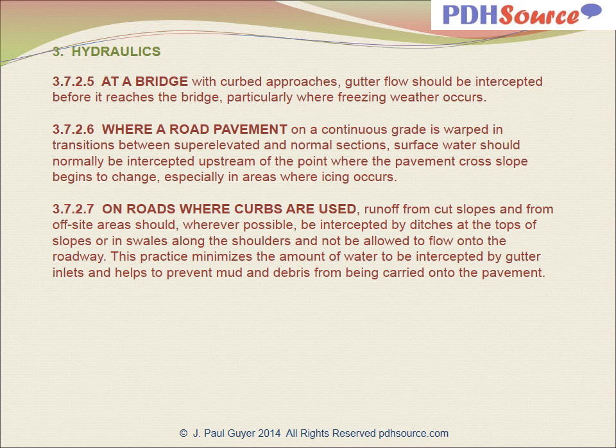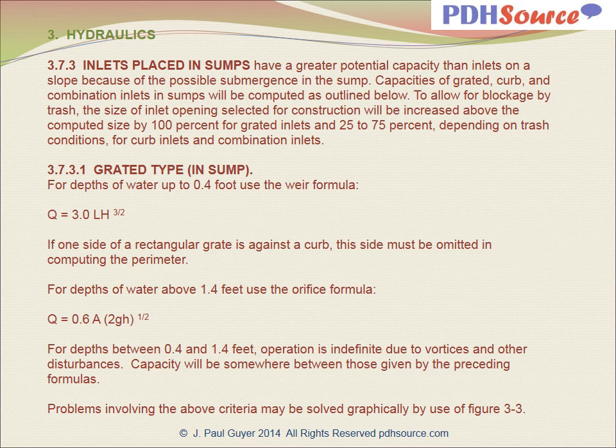On roads where curbs are used, runoff from cut slopes and from off-site areas should, wherever possible, be intercepted by ditches at the tops of slopes or in swales along the shoulders and not be allowed to flow onto the roadway. This practice minimizes the amount of water to be intercepted by gutter inlets and helps to prevent mud and debris from being carried onto the pavement. Inlets placed in sumps have a greater potential capacity than inlets on a slope because of the possible submergence of the sump.